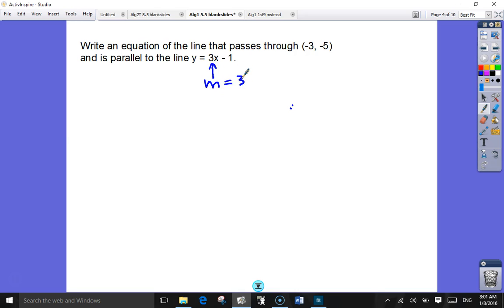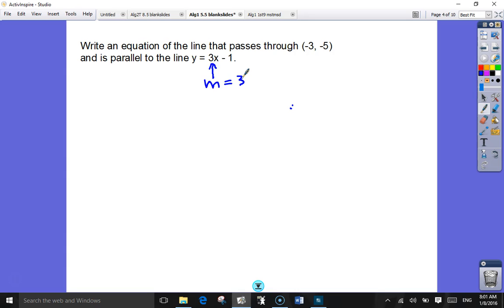So essentially they're saying, find the equation of a line that goes through the point (-3, -5) and has a slope of 3. Well, that's what we've done for the last 2 lessons, right? And it doesn't tell you how to do it. If you choose, you could do point slope. You could use slope intercept. Which one do you think you'd rather use?